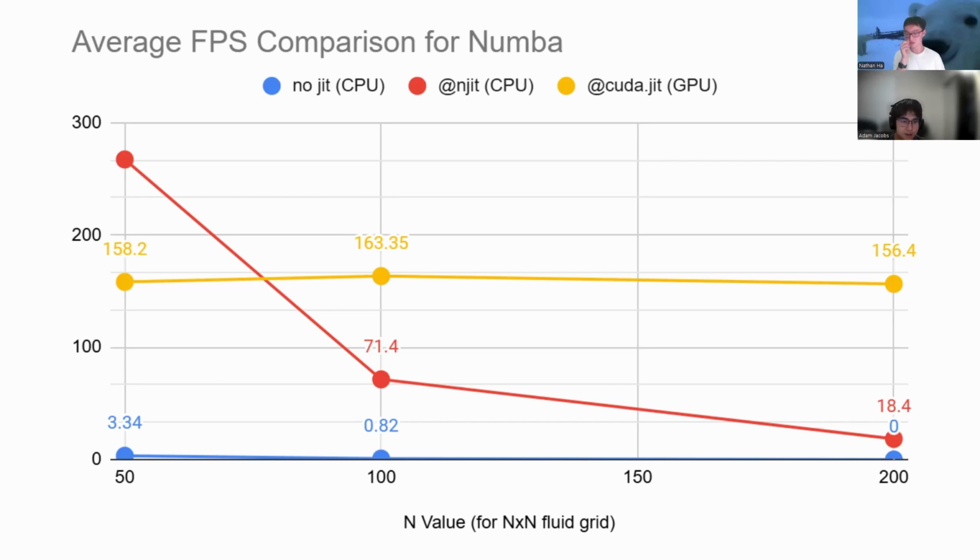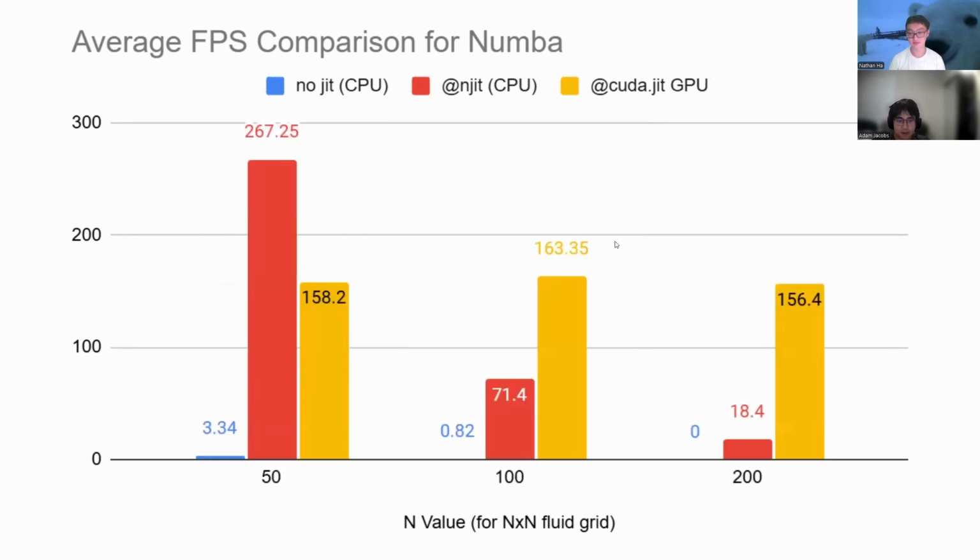And then for fun, we did one without any just-in-time optimization on the CPU, and it was night and day. The frames were barely being generated, and although we put 0 for the 200 one, I think it was actually updating, but probably around 1 frame every 10 seconds. And here's another way of looking at it, a bar graph. It was around 267 for the njit CPU, and then the GPU stayed around the same.